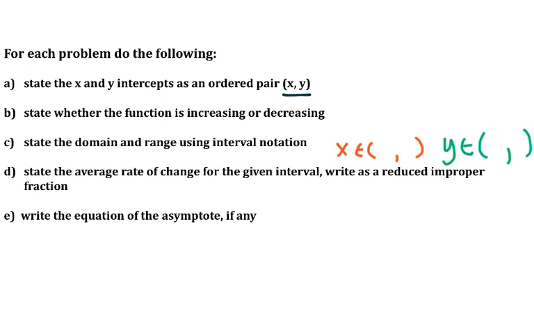And then D, we're going to state the average rate of change for the given interval and write it as a reduced improper fraction. And then E, write the equation of the asymptote, if any. Now remember, if it's an exponential, we'll have an asymptote. If it's linear, there will not be an asymptote.